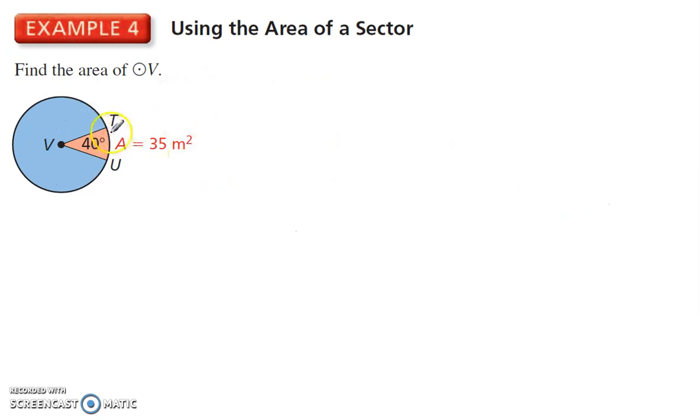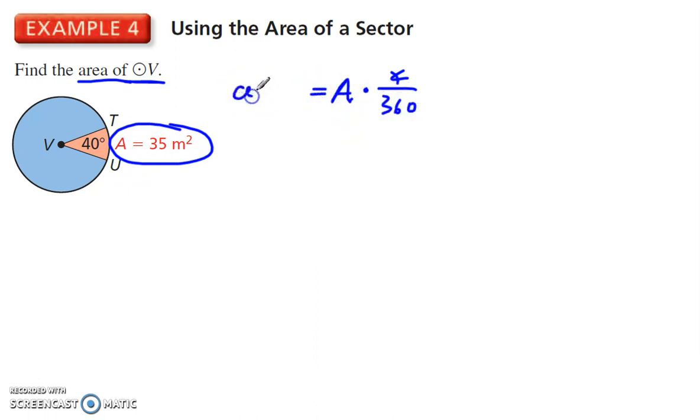All right, if I know the area of the sector is this much, and I want to find the entire area of the circle, remember we have the area of the sector is area times the angle over 360. Well, we don't know the area of the circle now, so we're going to multiply by the inverse, 360 over the angle.